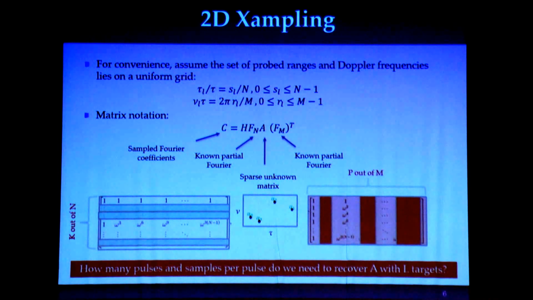And the question is, first, how many samples per pulse, so how big K has to be, and how many pulses, so how big P has to be, do we need to recover A when we have L targets.